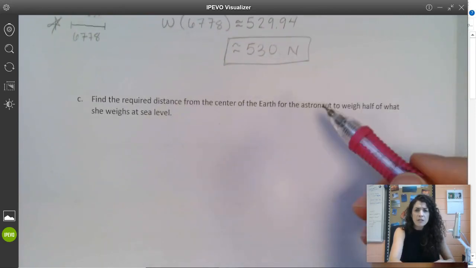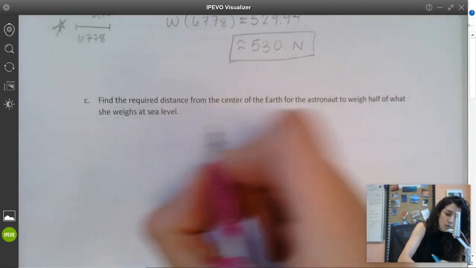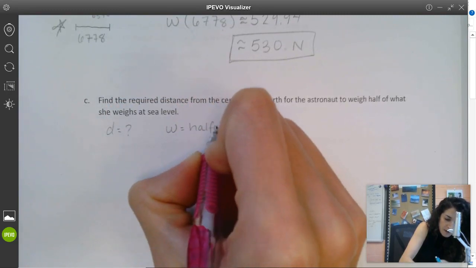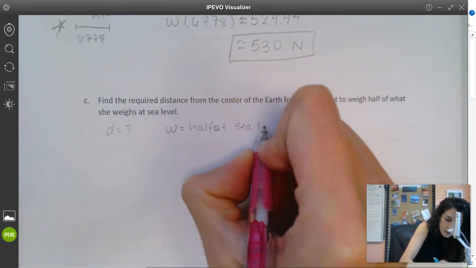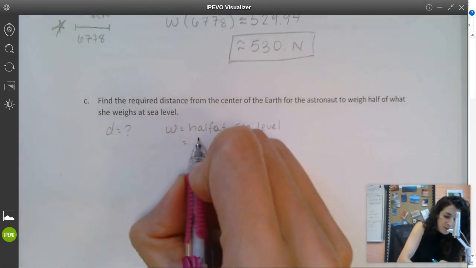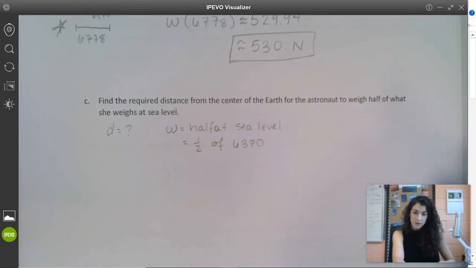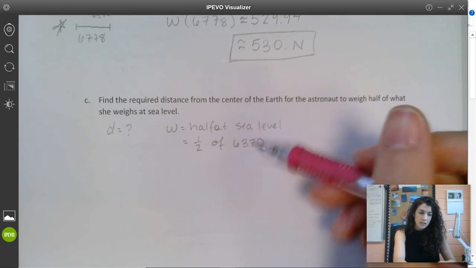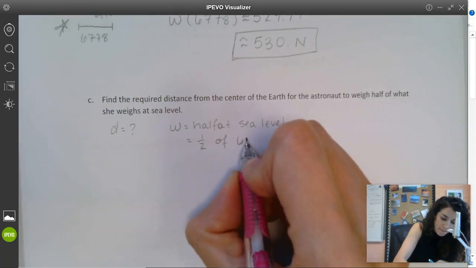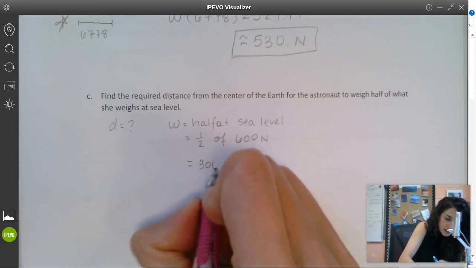All right. Find the required distance from the center of the Earth for the astronaut to weigh half of what she weighs at sea level. So we want to find the distance. We want the weight to be half of that at sea level. Well, we were given what the weight at sea level was before. It was one of our original values at the very top of the page, 6,300, and, oh no, that's the distance. They weighed 600 newtons. So if we want to be half of 600 newtons, that would be 300 newtons.